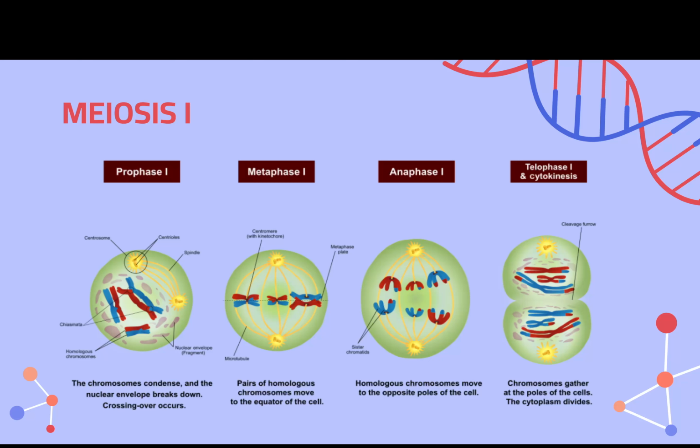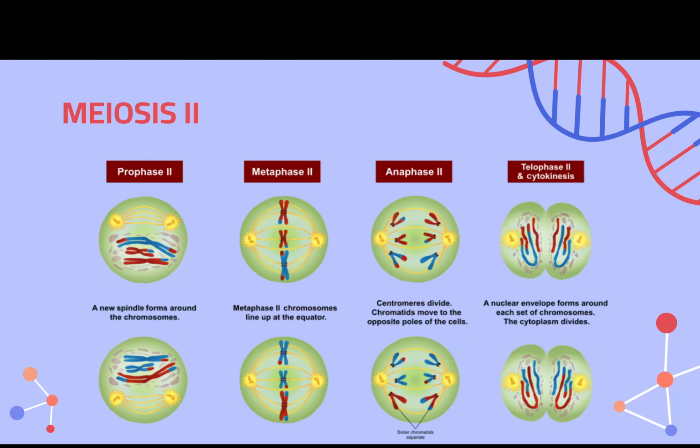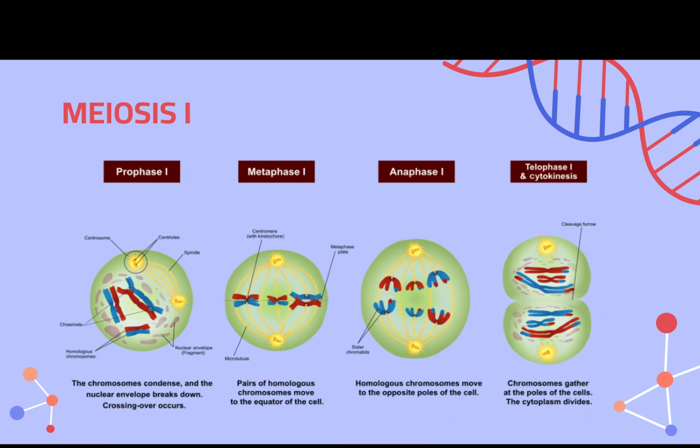Again, the chromosomes will gather at the poles of the cells and the cytoplasm will divide. However, unlike mitosis, the nuclear envelope will not form again. That will happen after meiosis 2 ends. However, there is cytokinesis, and the 2 cells will come apart.